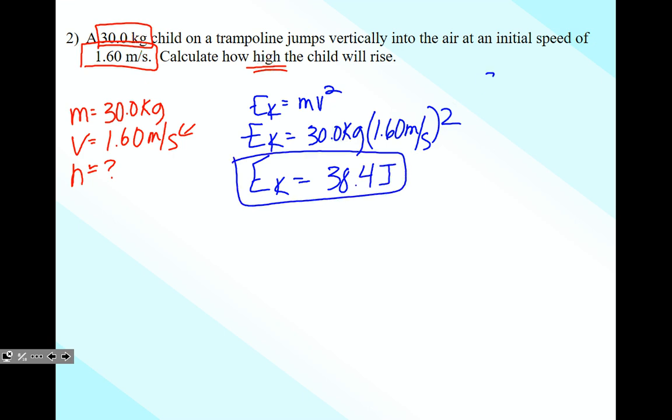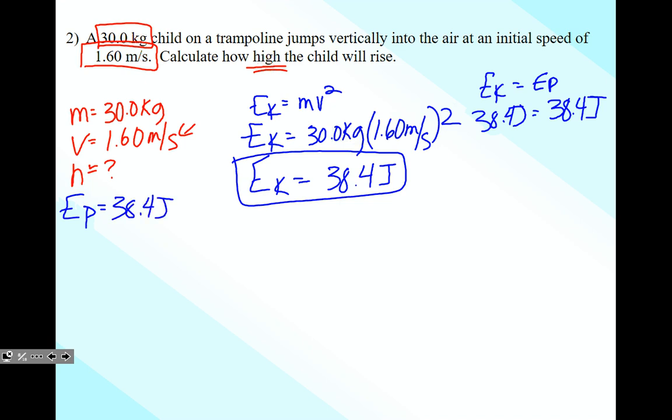We also know that EK is equal to EP. So if our EK is 38.4 joules, we know that our EP is going to be 38.4 joules also. So now that I have that, I can add that to our list of what we know, 38.4 joules. Now that we have this, we can find the height, because the height shows up in our EM formula, right?